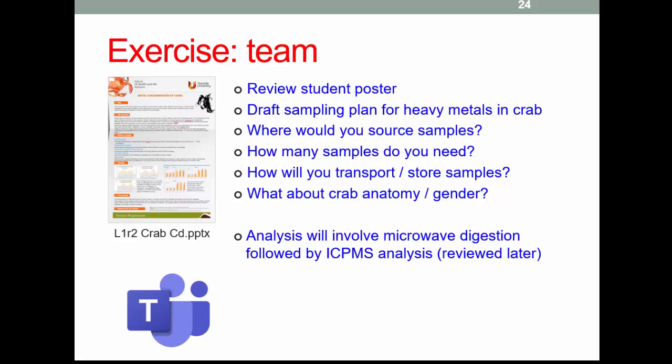I'll tell you straight away, the analysis you'll have to do a bit of reading on is microwave digestion followed by ICP-MS analysis, which we will look at a bit later on. But you might want to do a little bit of reading on that now.